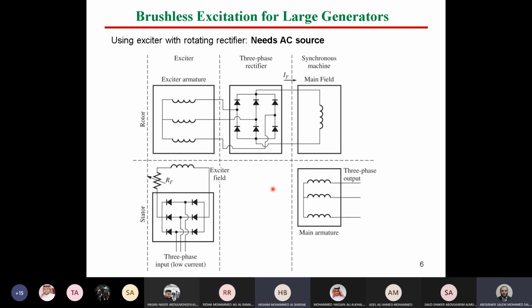Sorry, I have a doubt, doctor. What is the purpose of the DC source here? At the end we wanted to give a DC source to the synchronous machine, am I right? What is the purpose of that? We need DC to establish the flux. Let me discuss it.